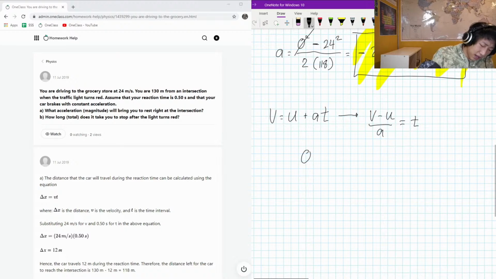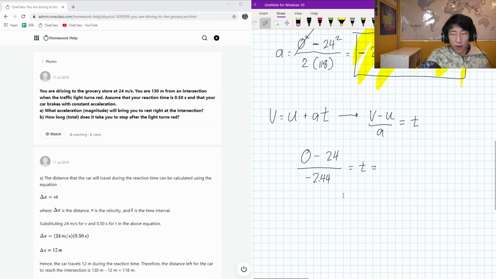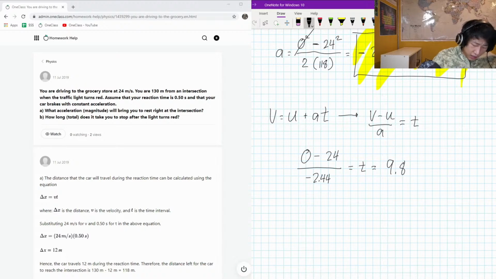So we know our final velocity, that's 0, minus our initial velocity, 24, all divided by our acceleration. We just found that to be negative 2.44 meters per second squared, and this will give us our time. You see how we have a negative on the top and bottom that will cancel each other out and make it a positive, which is what we expect. We would expect a positive time value. So we have 24 divided by 2.44, and this takes 9.83 seconds. Okay, so that will be the time taken to slow it down.